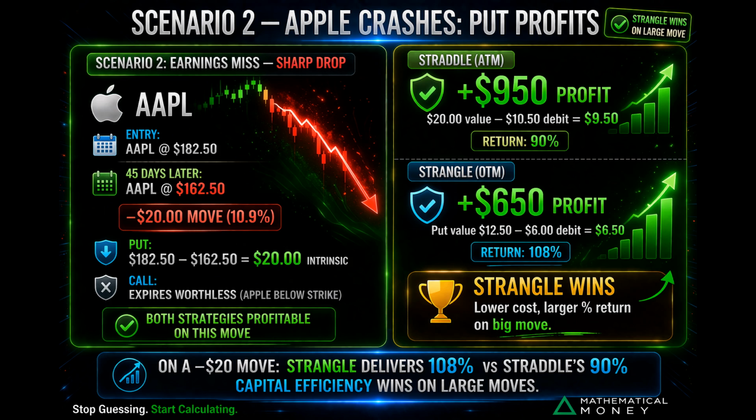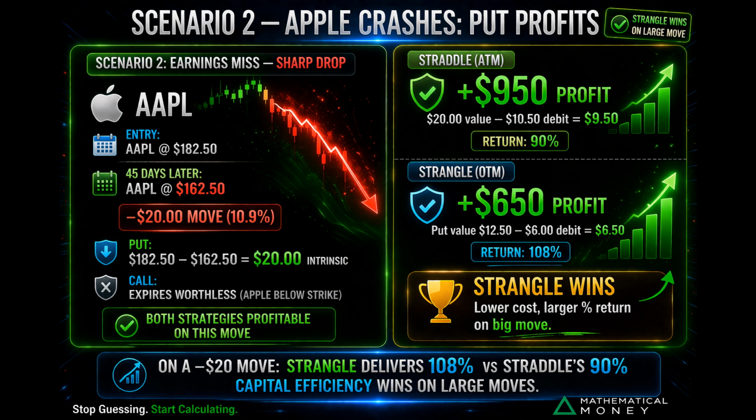For the strangle, the 190 call expires worthless. The 175 put is worth $12.50 intrinsic. Position value, $12.50. You paid $6. Profit, $6.50, $650 per contract. The strangle lower break-even of 169 was also cleared on this move. Both strategies were profitable on a $20 crash. The strangle returned 108% on a $6 investment versus the straddle's 90% on $10.50.